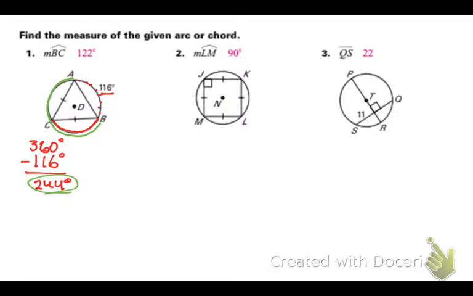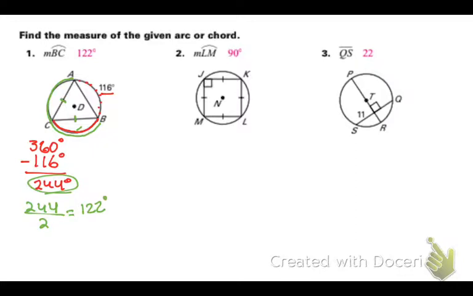But I only want the BC measure. Then I notice that this line and this line are equal, so both of these arc measures have to be equal. So we can find the measure of one of them, the BC one, by dividing by 2. It's 122 degrees.